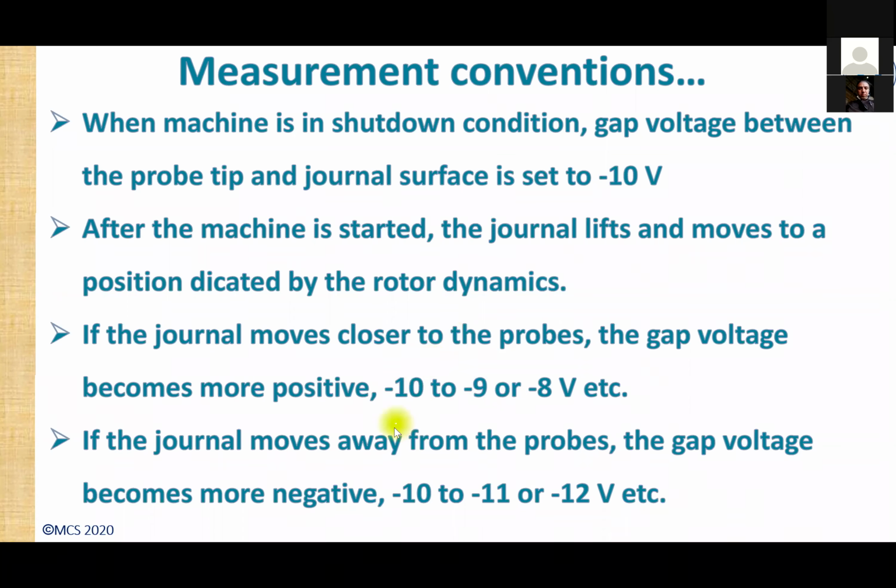And similarly, when the journal or the shaft moves away from the probes, the gap voltage becomes more negative. That is, the shaft is moving away from the probe. So it can change from minus 10 to minus 11, minus 12, etc. So this is the convention we should keep in mind when reading these two plots.